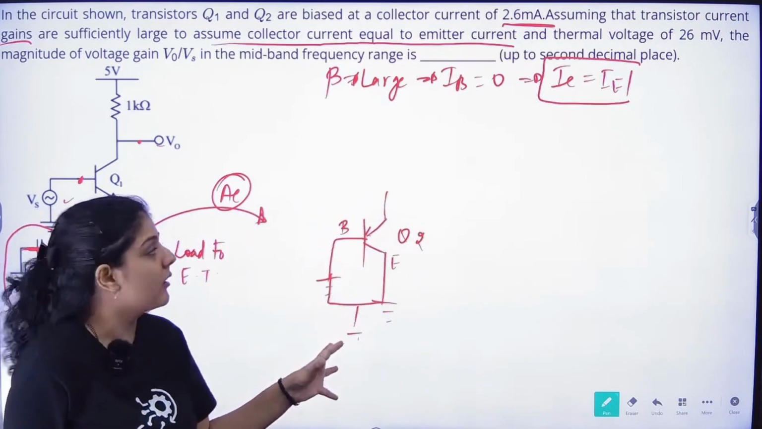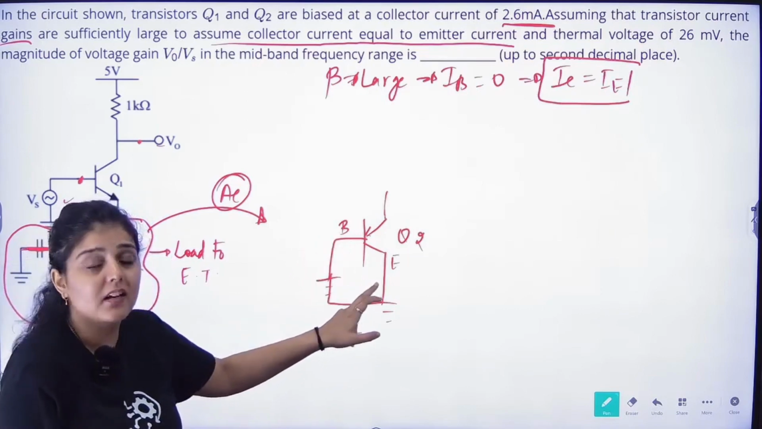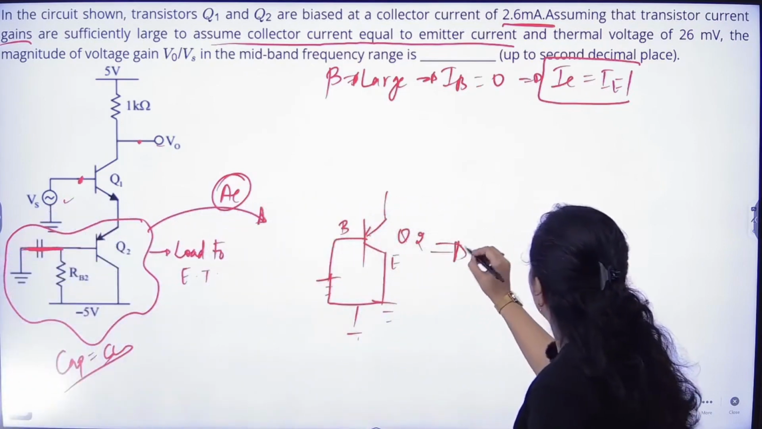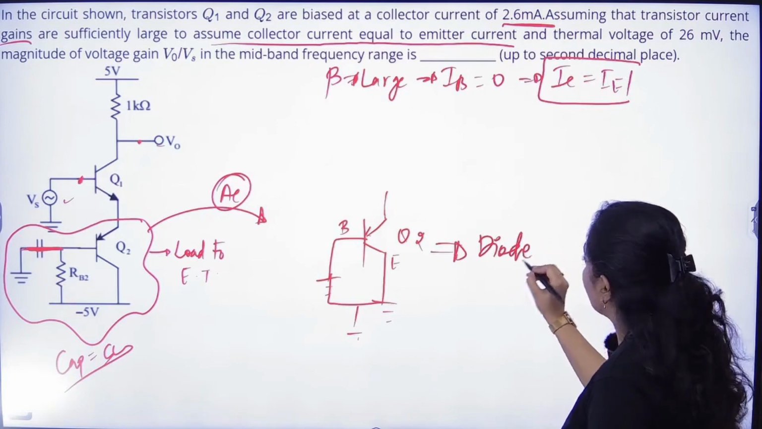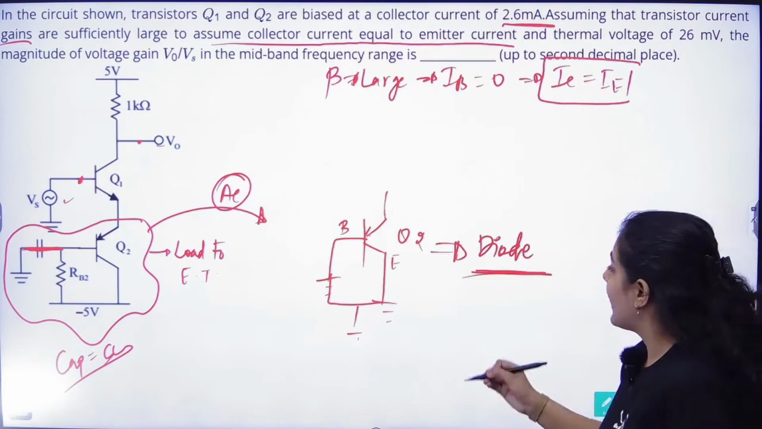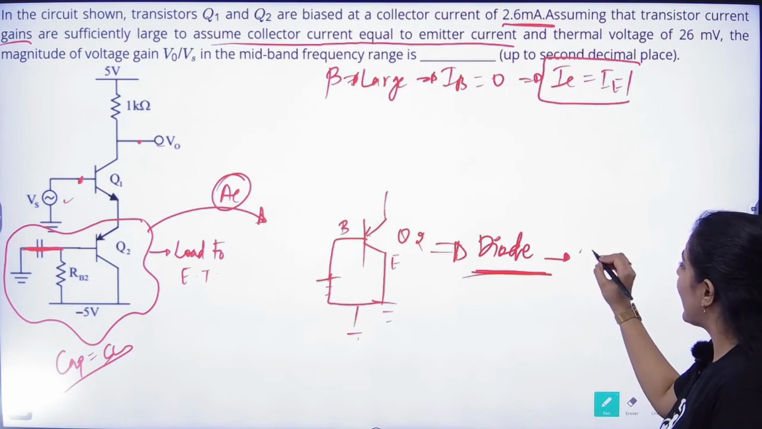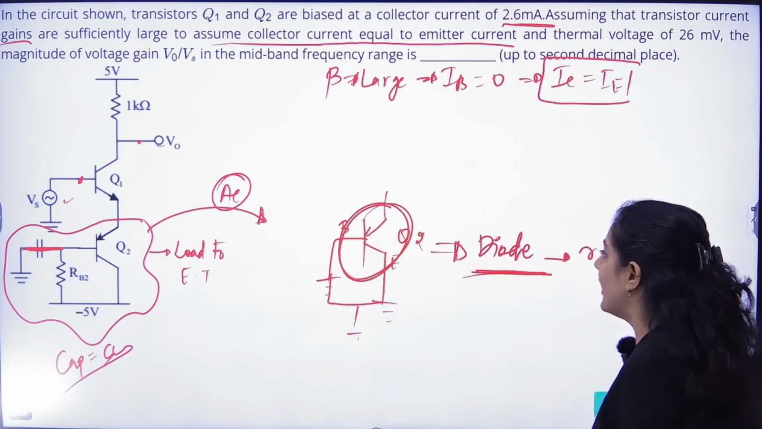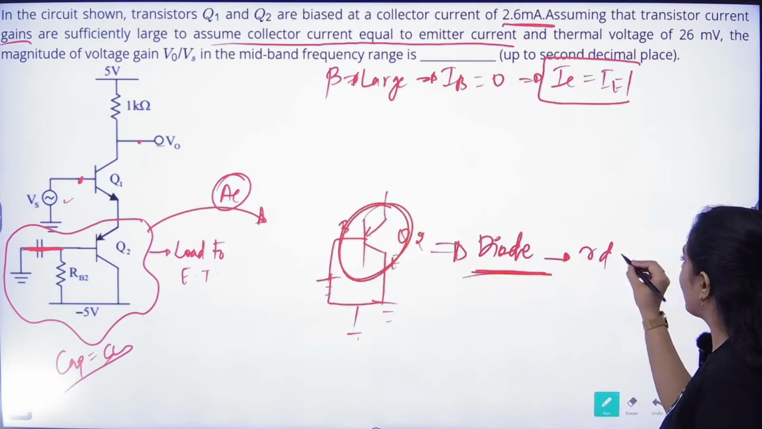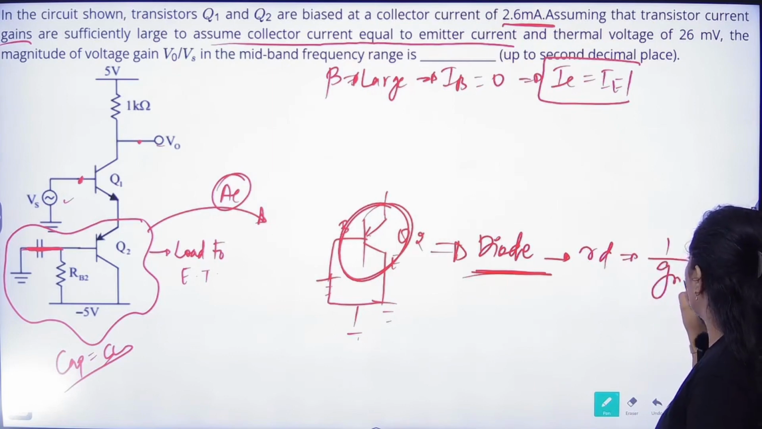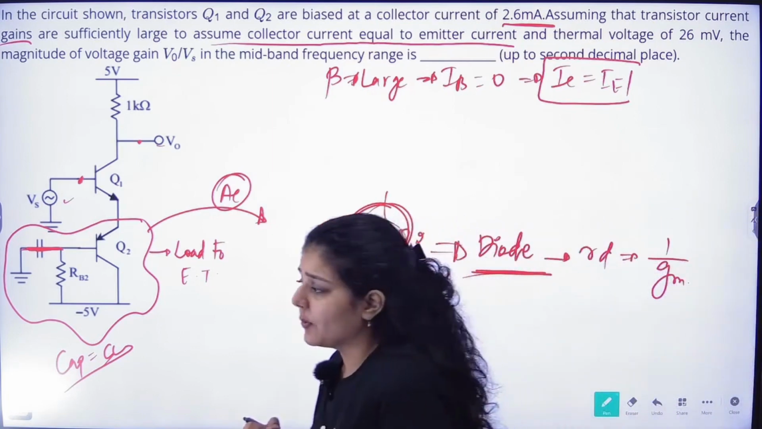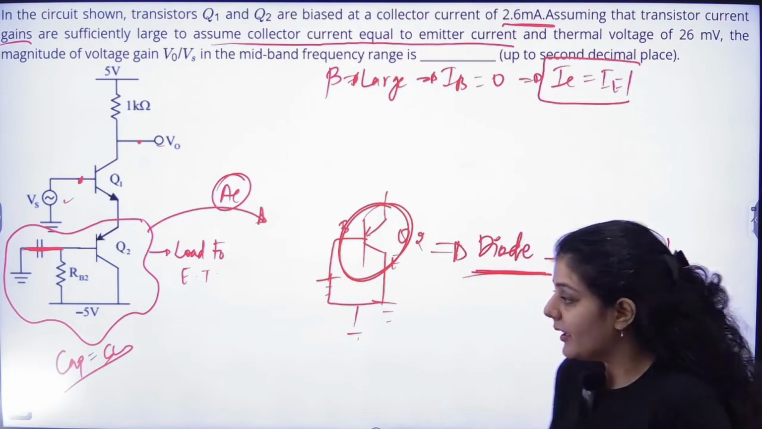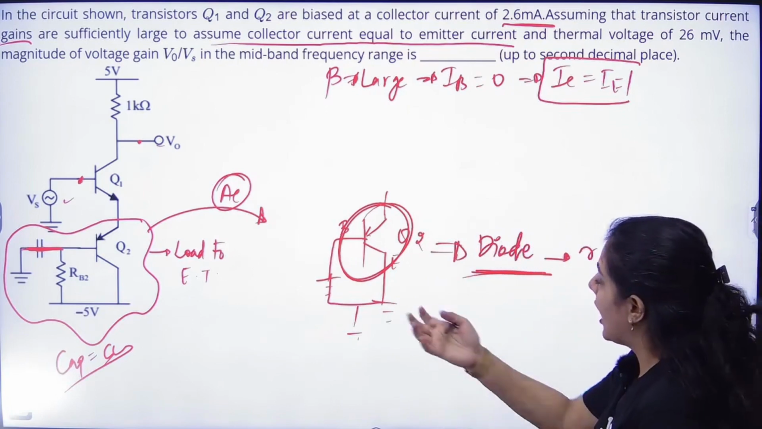transistor is basically what? If I am grounding both base and emitter, it is acting just like nothing but a diode, right? And a diode in AC analysis is replaced with the dynamic resistance. In the case of a transistor, because it is not actually a diode, this dynamic resistance will be equal to 1 by Gm, 1 by transconductance only.